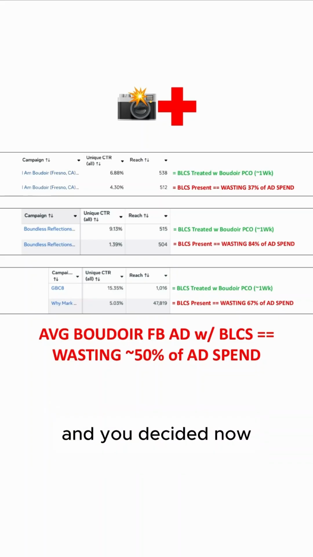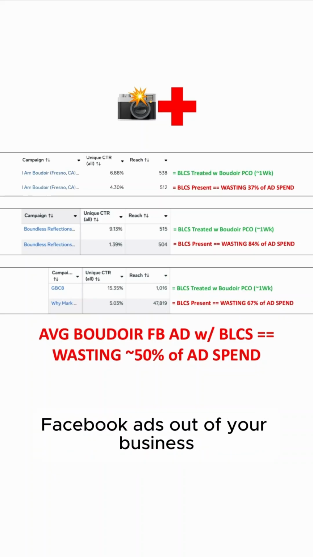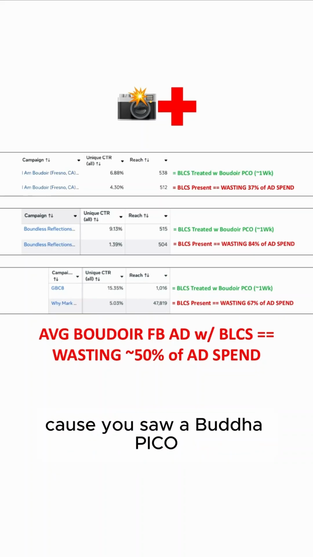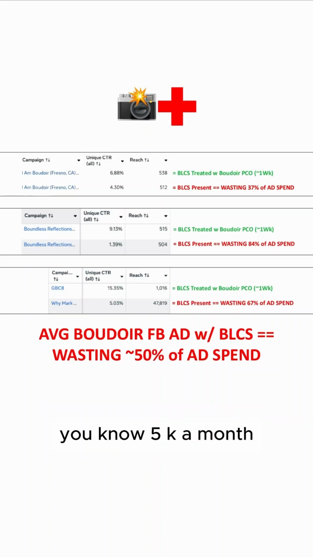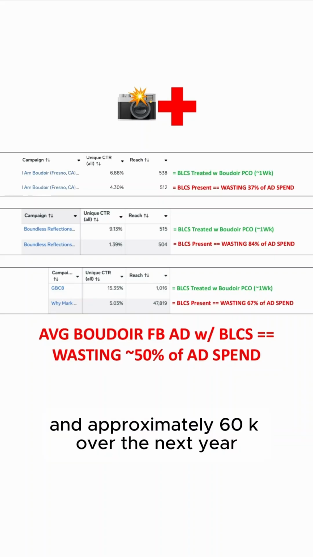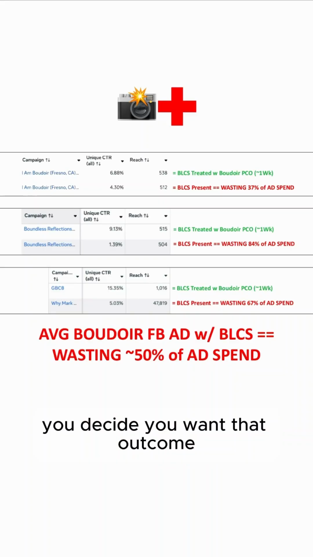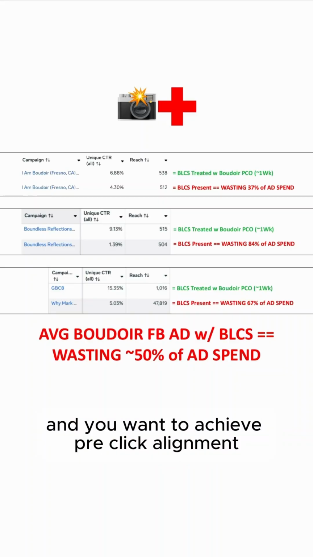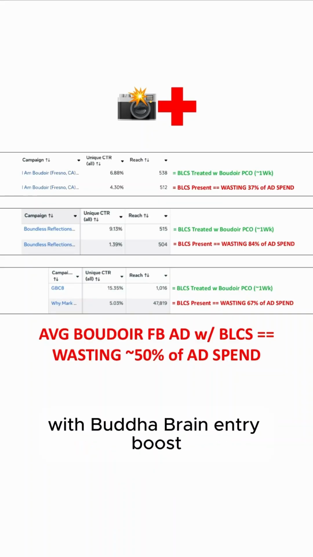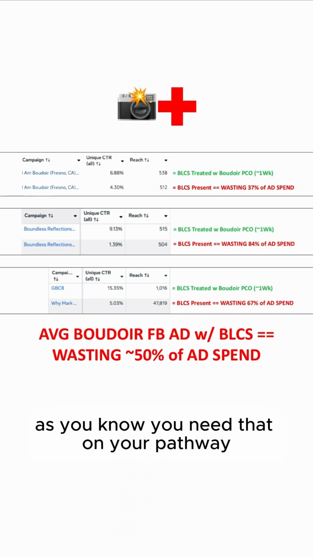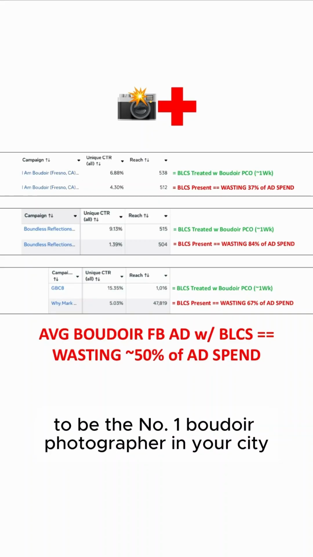You decided now you're finally ready to optimize the Boudoir Facebook ad side of your business because you saw with Boudoir Pico, yeah, it can save approximately 5K a month. Put that back in your pocket, so it's not being wasted. And approximately 60K over the next year. You decide you want that outcome, and you want to achieve pre-click alignment. You want to become a dominant boudoir advertiser with Boudoir Brain Entry Boost. As you know, you need that on your pathway to be the number one boudoir photographer in your city.